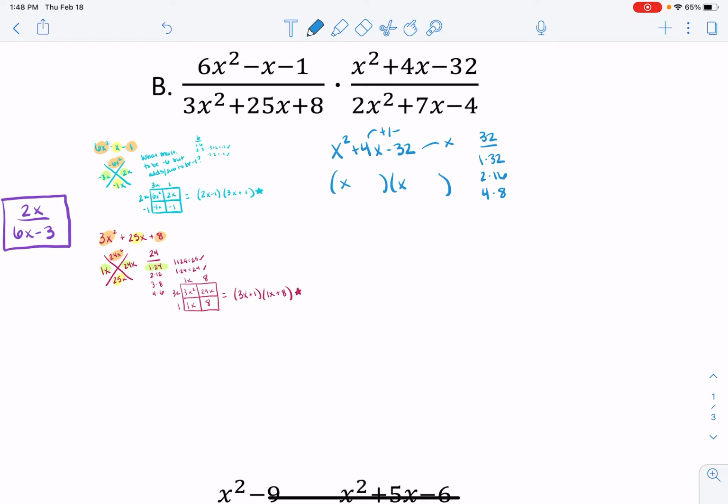So 8 minus 4 gives me 4, and 8 times negative 4 gives me negative 32. So I'm going to put a plus 8 and minus 4 here, and we are good with that step now.